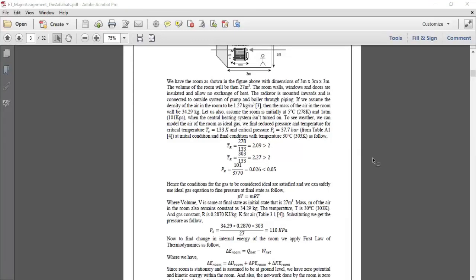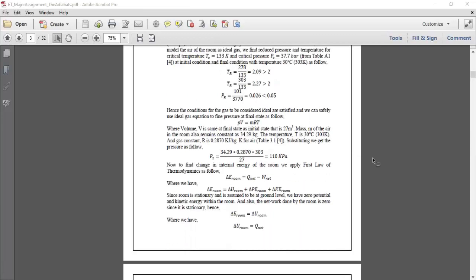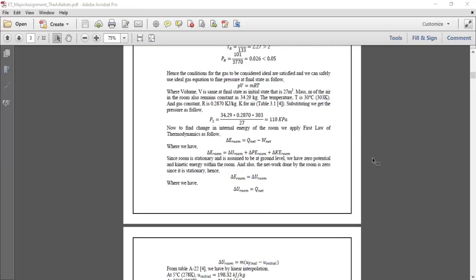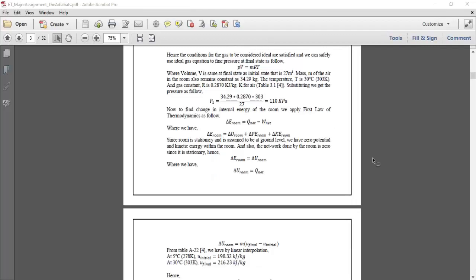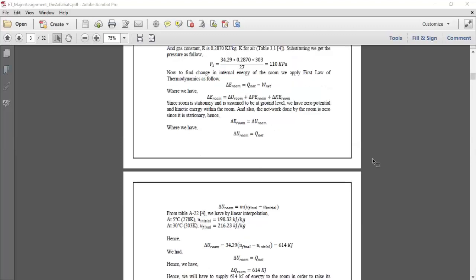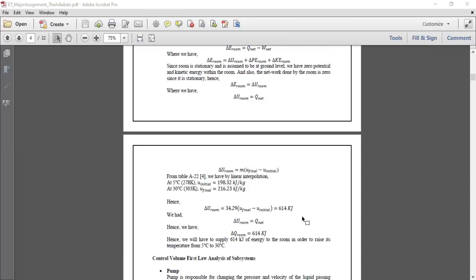Specific internal energies for going from 5 degrees Celsius to 30 degrees Celsius, and afterwards we simply multiplied them with the total mass of the air to calculate the total internal energy, and then plug these values in the first law to find a net change in internal energy. Since there is no work done by room due to its static condition, our total change in energy of the room will be the total change of the internal energy alone, which is calculated to be 614 joules, as you can see on the screen.